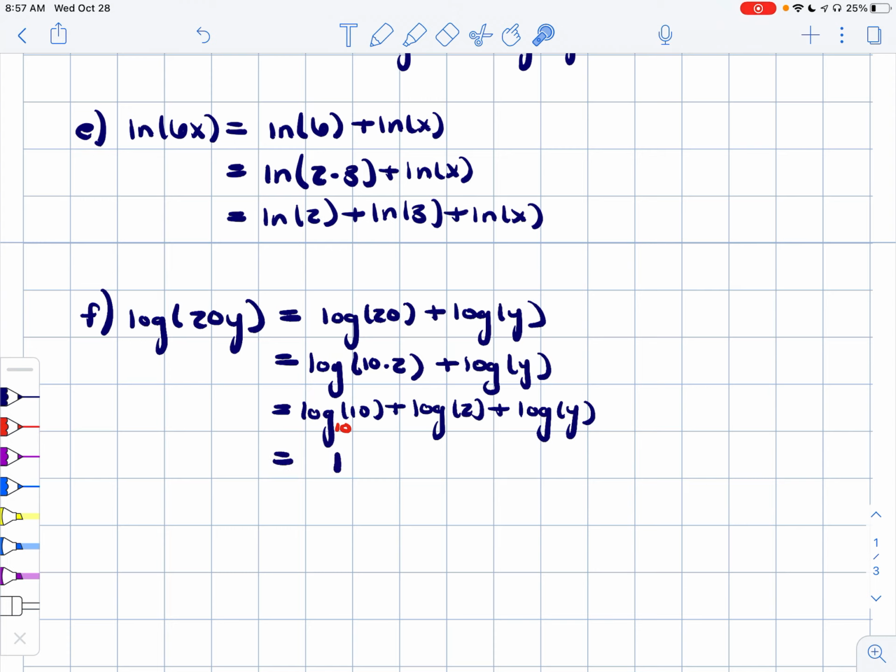2 is a prime, and 2 is not a power of 10, so there's nothing more we can do to break that one down. So that's just log of 2. And then, of course, we also still have our log of y on the end. So look for numbers that can be factored and look for logs that can be simplified as you expand these with your different properties.